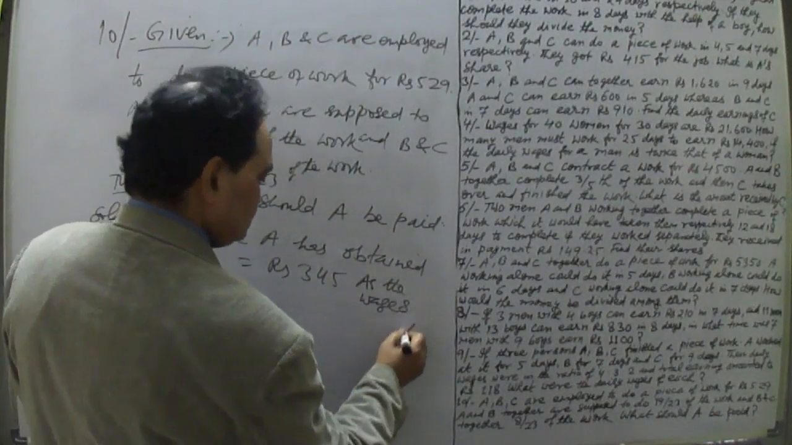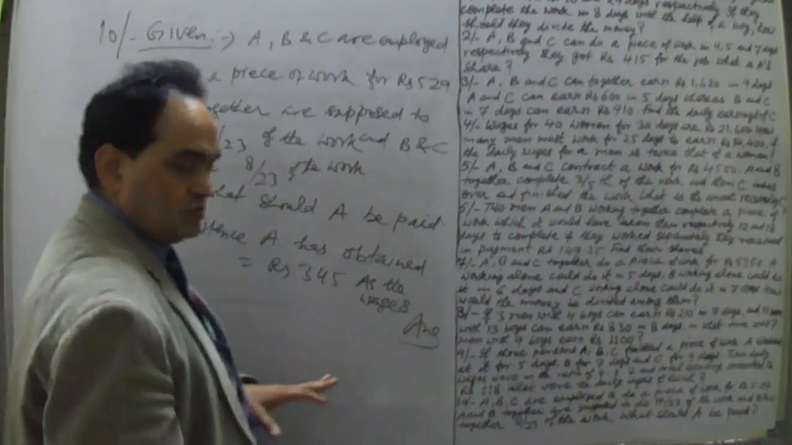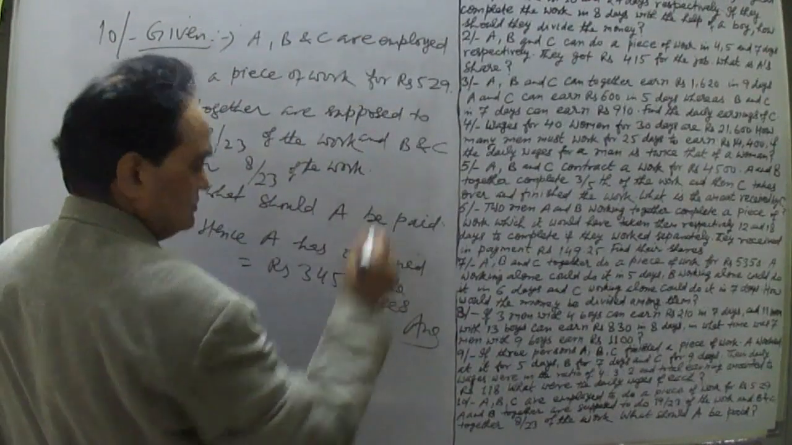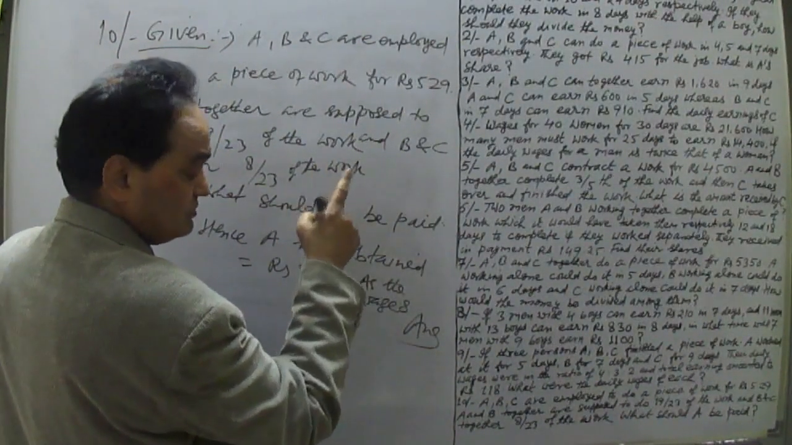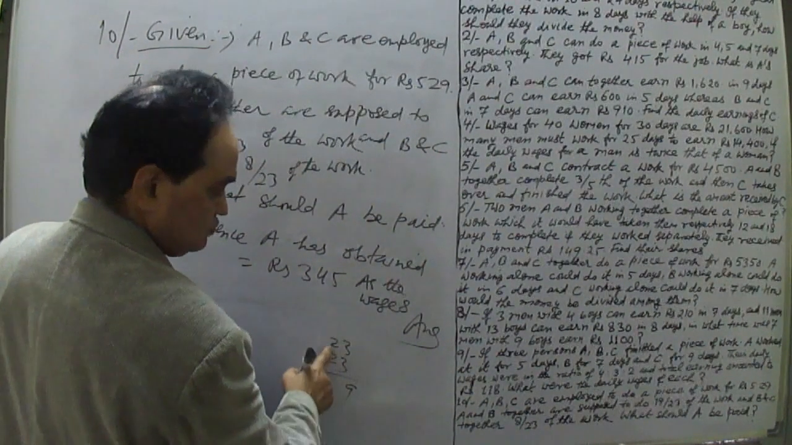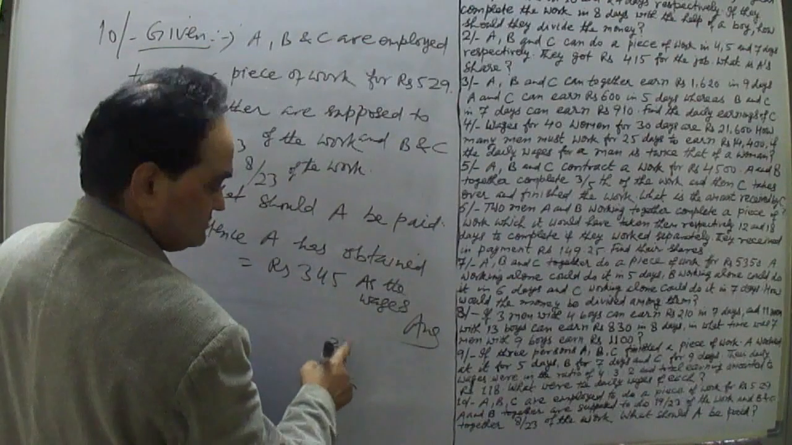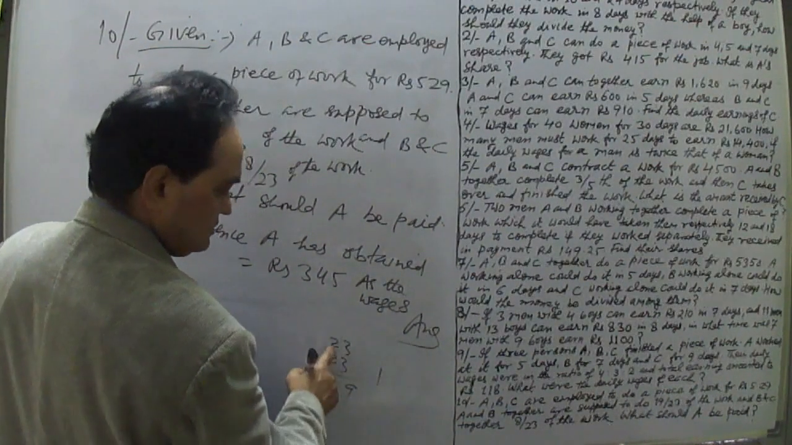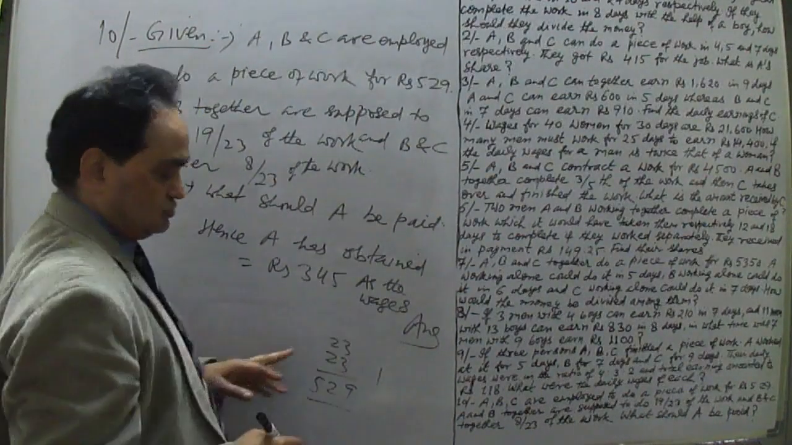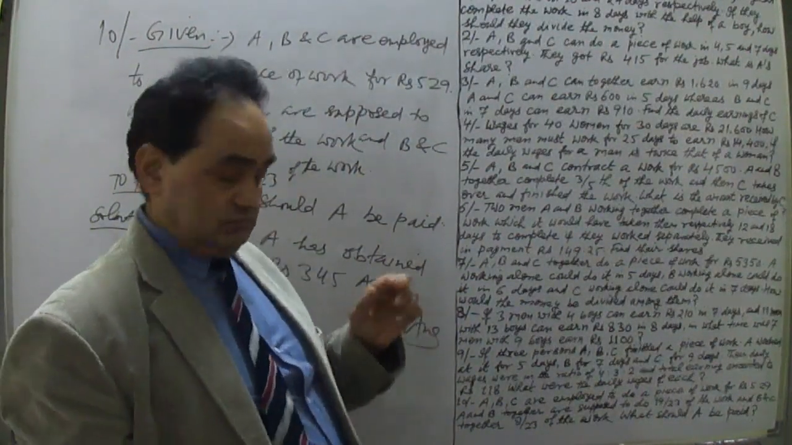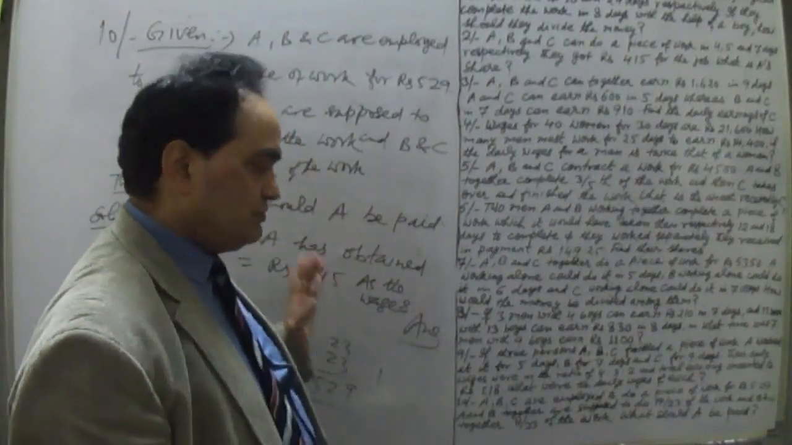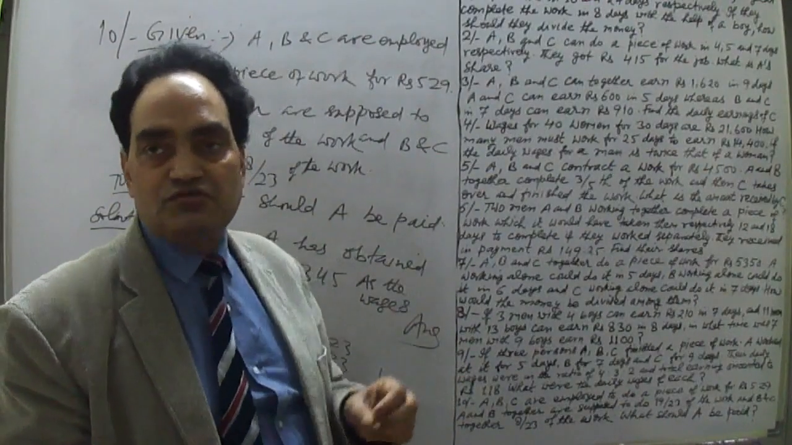So finally, this is the question. 529 is the square of 23. So 23 times 23: 3 times 3 is 9, 3 times 2 is 6, 3 times 2 is 6, 6 plus 6 is 12, 2 and 1 carry, 2 times 2 is 4 and 1 is 5, 529. So this is 23 square. That's why if I divide 529 by 23 it will give us 23. So 23 into 15 is the amount A has obtained.